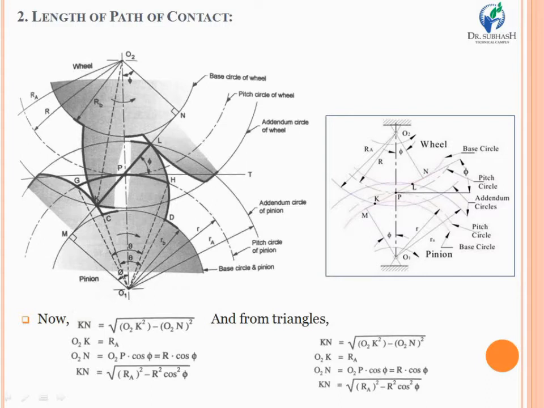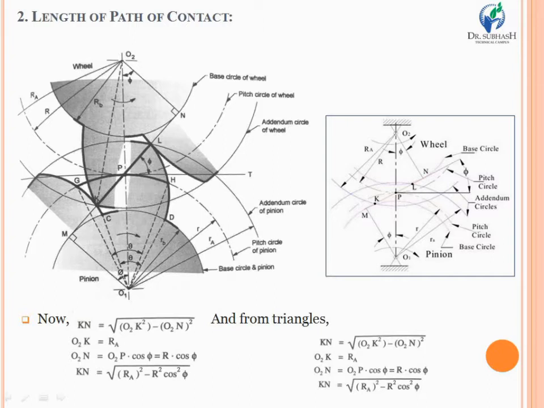Now the radius of the base circle of the pinion is O1M. That means O1M is what you need to consider, and this is the radius of the base circle of the pinion, and it can be easily calculated with the trigonometric relation: O1M is equal to O1P into cos phi.